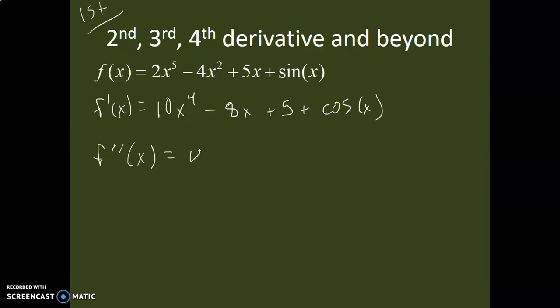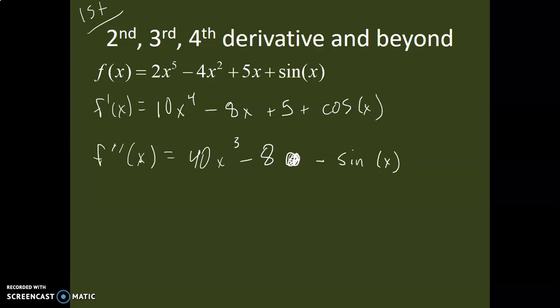4 times 10 would be 40. Drop it down. It becomes x to the third. Minus 8, because 8x would be a linear with a slope of 8, or in this case negative 8, so negative 8x. Derivative of a constant is 0, so I don't need to write anything for that. And then the derivative of cosine is negative sine of x. So this should really just be minus sine of x.